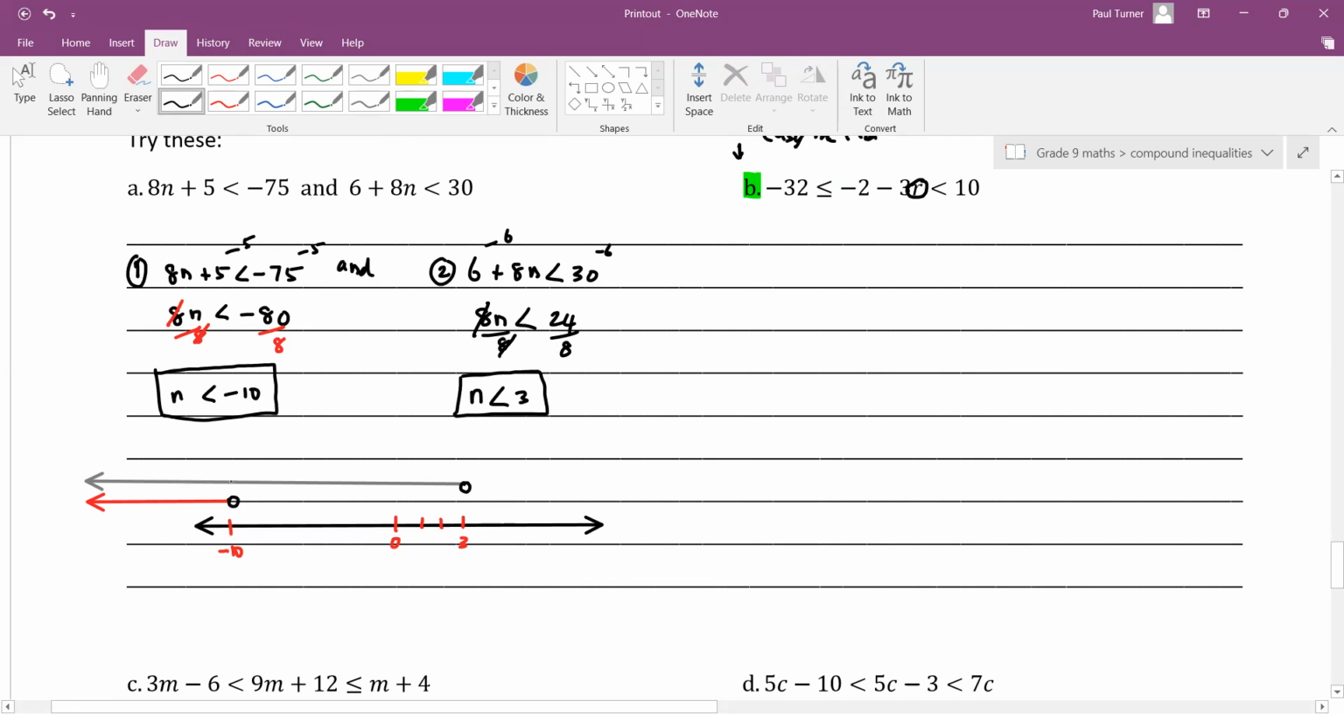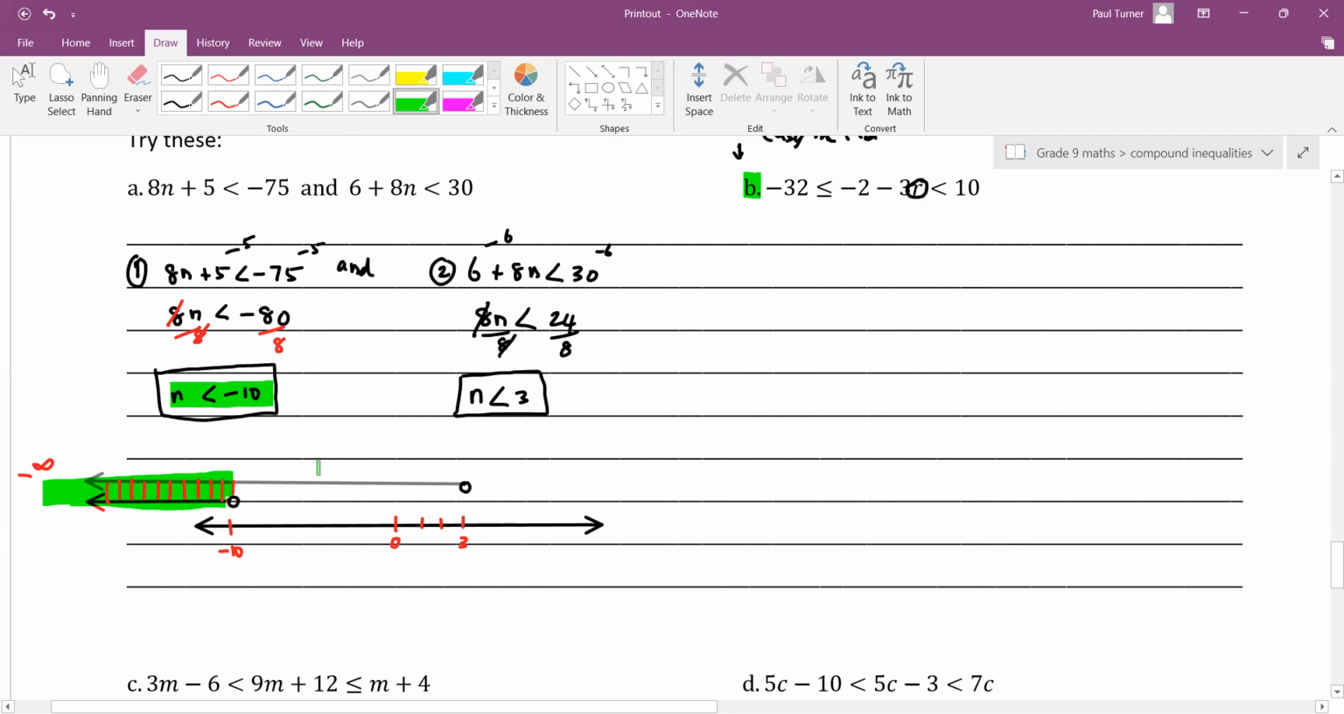Now, where can you make your answer? Only here. You see where the lines overlap? They're both going in the same direction. So this is going to go to negative infinity. That's okay. So just draw your lines like this. They only overlap until negative 10. So any number less than negative 10 is good. So your final answer is actually just that one.